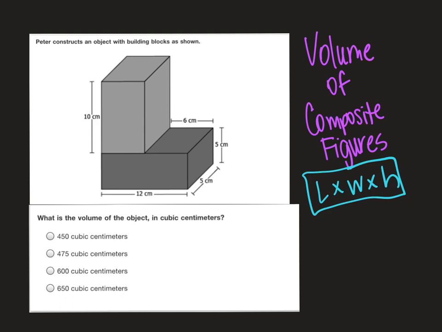The first thing we're going to do is look at the shape and say, okay, I've got two rectangular prisms stacked together. We're going to label this one A and this one B. For each of these rectangular prisms we have to have a length, a width, and a height. If I look at this top one, this light gray box, we need a length, a width, and a height for it.